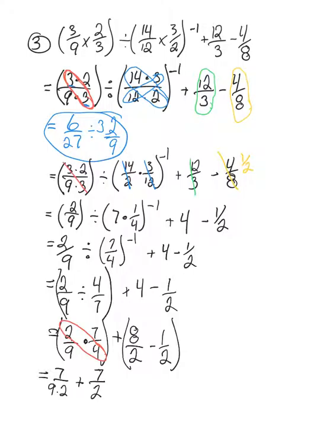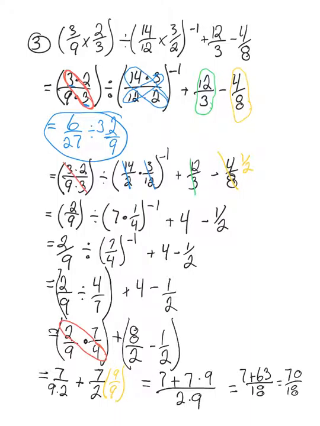So in order to do this, we're going to multiply both by 9, which will equal 7 plus 7 times 9 over 2 times 9, which will equal 7 plus 63 over 18, which will equal 70 over 18, which can be reduced because both of them are even. 35 over 9, which would be the final answer since 35 does not divide 9.